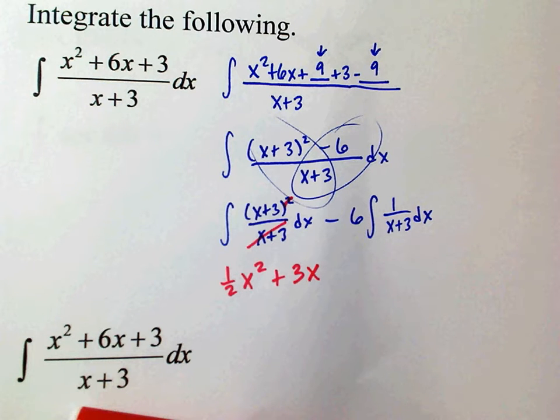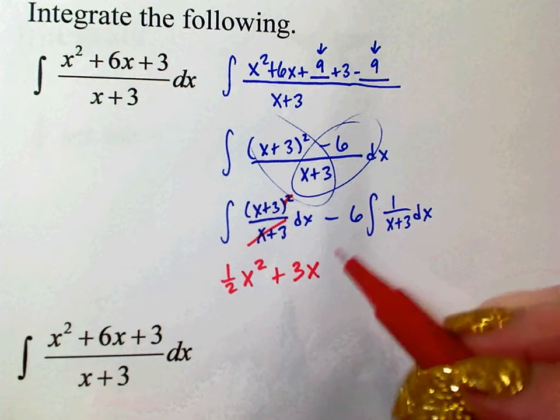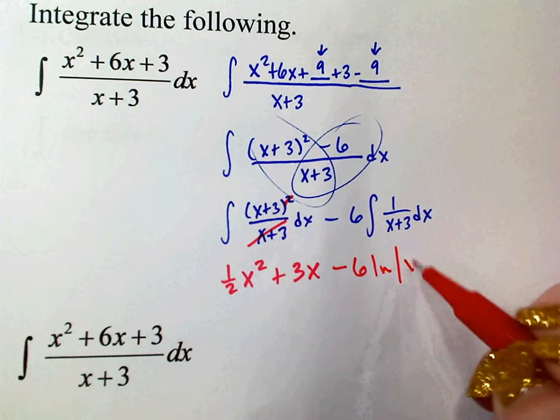Well, okay, so technically it's a u, but is there a du? What's the derivative of x plus 3? 1? So you can treat x plus 3 as if it was just x, right? So what's the antiderivative of 1 over x? Natural log of the absolute value of x. So what's the antiderivative of 1 over x plus 3? And there you go.